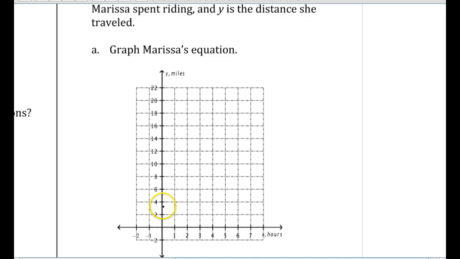Let's see here. So 1 hour, 7 miles, which would be right between 6 and 8. And then after 2 hours, you'd be at 14. After 3 hours, you'd be at 21. There would be our graph.